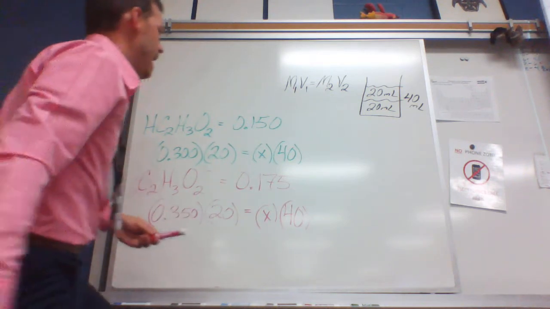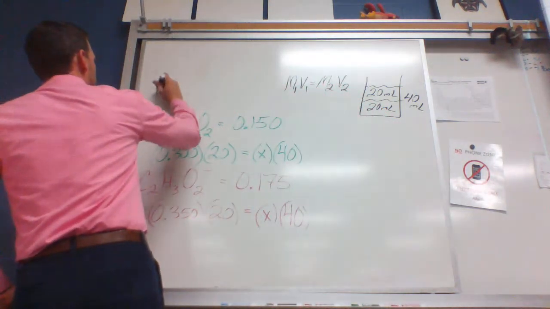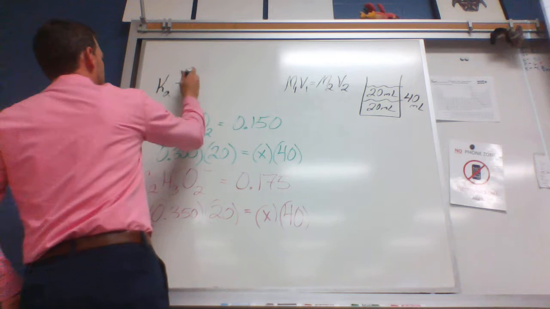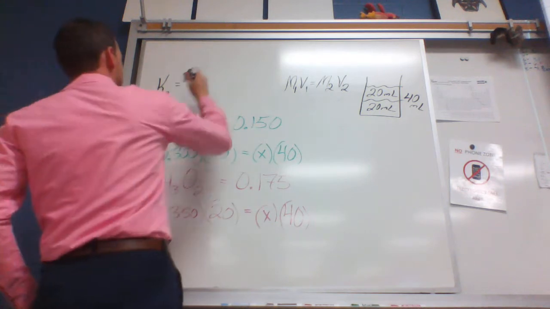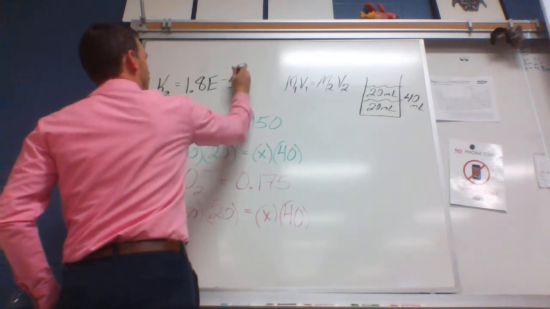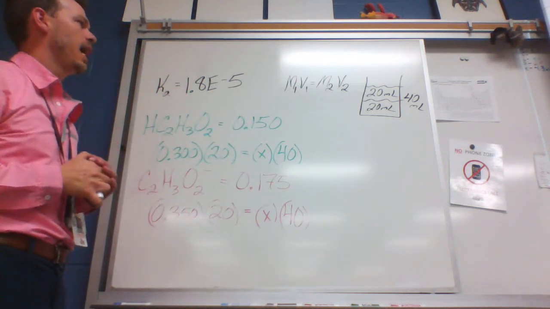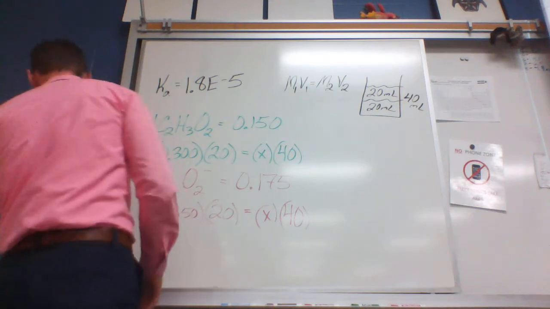All right? And now, I'll let you know that the Ka of acetic acid is 1.8 E negative 5. You can go and find that. If it's not given to you, it is a constant value. And now we can go all crazy.